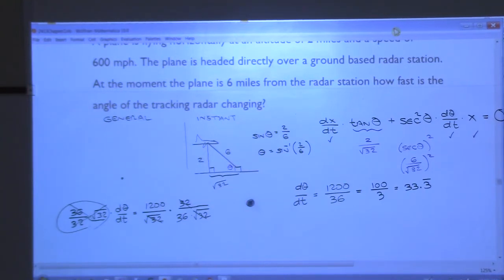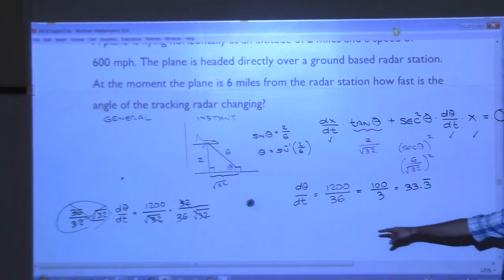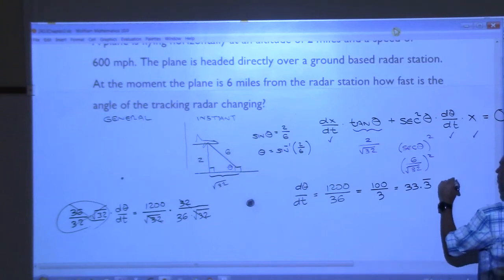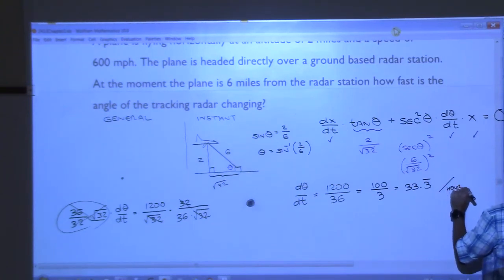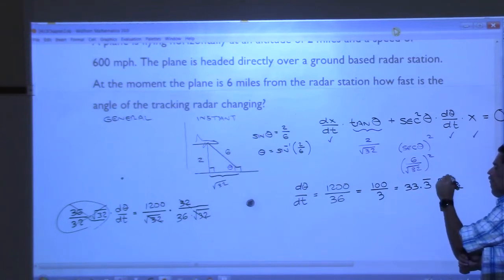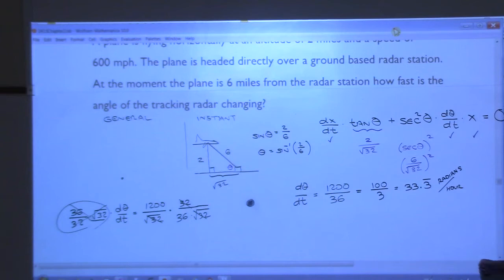You agree? 33.3 what? Well, I'll agree with the per hour. Degrees per hour? Radians per hour? What is it? It is the angle, but is it in degrees or radians? It's in radians. Unless we measured it some other way, it's always going to be in radians. Radians per hour.